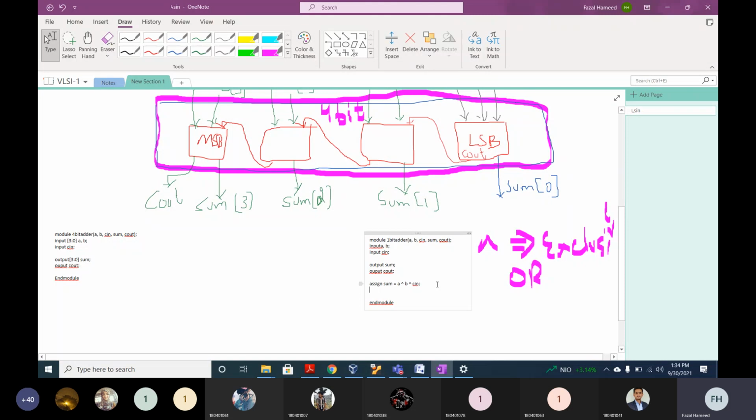We will study later what the assign statement is, and what A or B or C in means. Then assign C out is equal to A and B. What does AND stand for? Which gate? AND gate. Not plus. Sir, the add sign, plus sign. Plus is for adder.